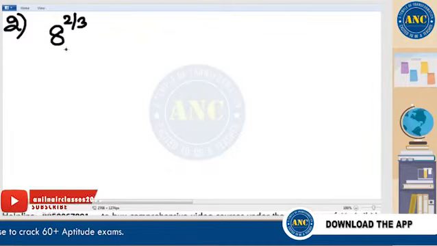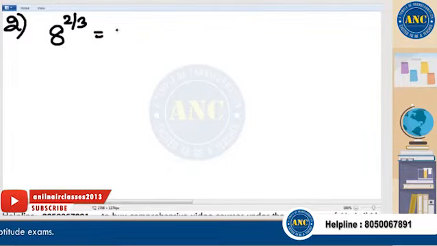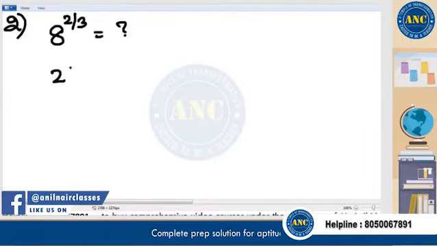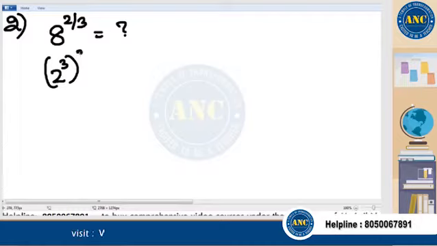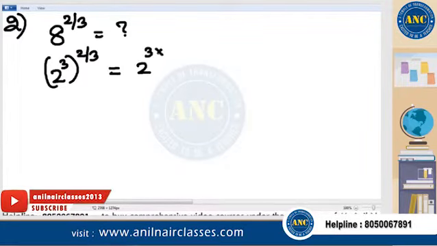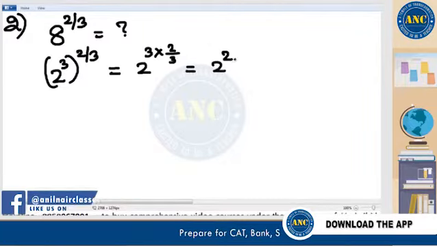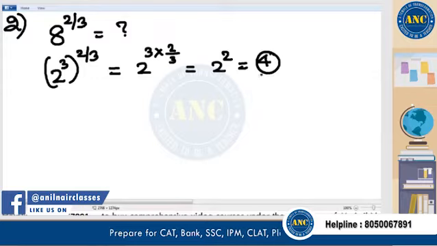8 power 2 by 3, value I need to find. What is the value of 8 power 2 by 3? Now, 8 power 2 by 3 can be written as (2 cube) power 2 by 3. (a power m) whole power n is a power m into n. 3 into 2 by 3. It is 2 power 2, which is nothing but 4.